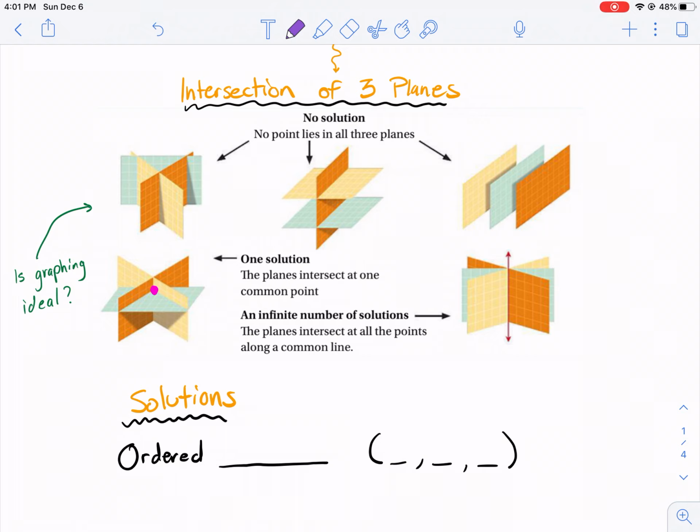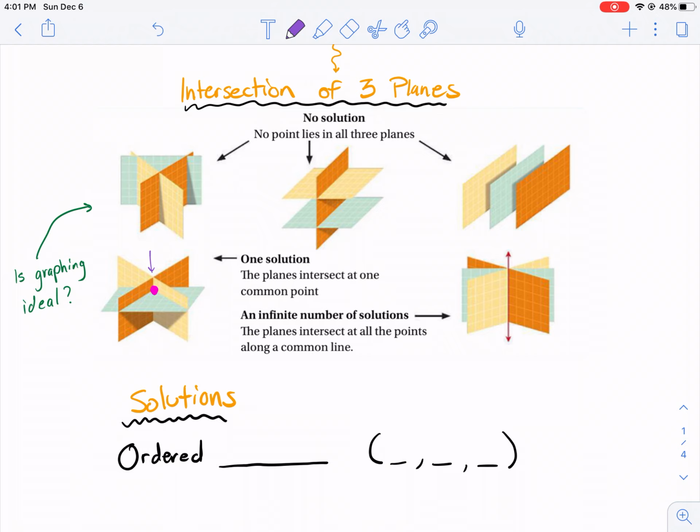One solution is when it looks like this. Notice how the blue is touching the orange, is touching the yellow, all in the same place, which is labeled with that little pink dot right there. And then you have infinite solutions where they overlap for a continuous line. That's an infinite number of solutions, and that is what that looks like.